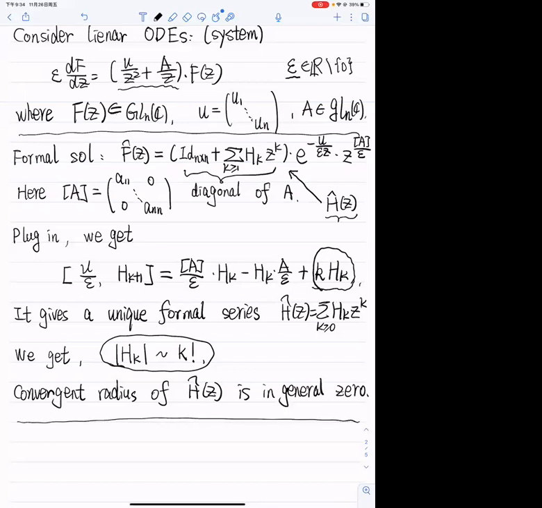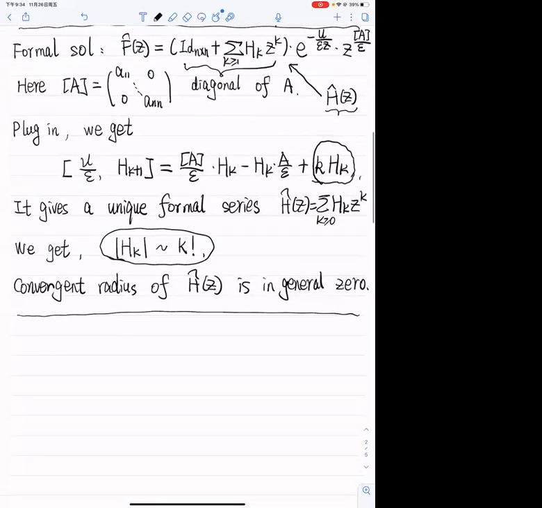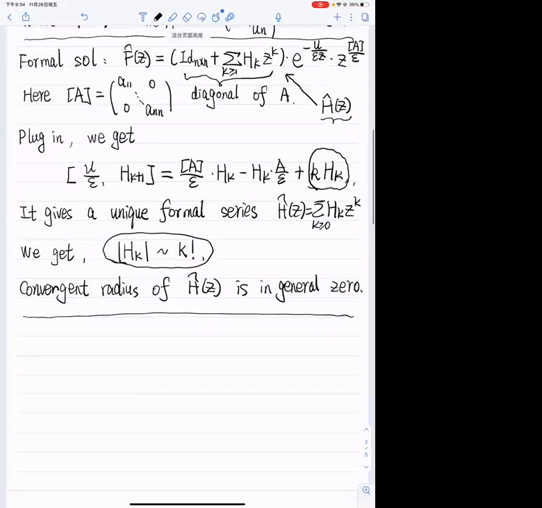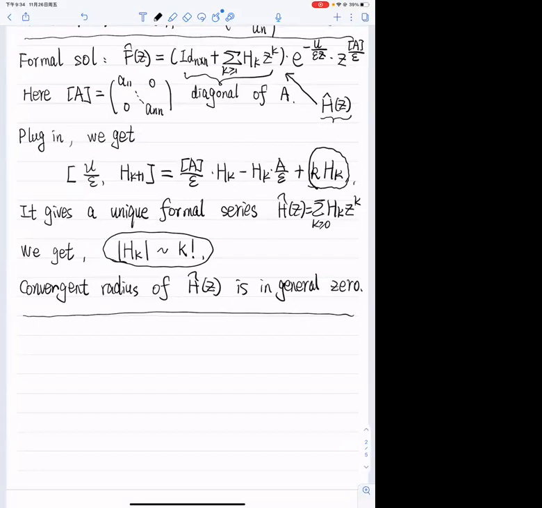So to construct a real solution, we have to resum such a formal solution using the so-called resummation method. There are many ways to resum a formal power series. Here, I'm gonna take the so-called Borel-Laplace transform method. So to get a holomorphic solution from this formal solution, I'm gonna use the so-called Borel-Laplace transform.